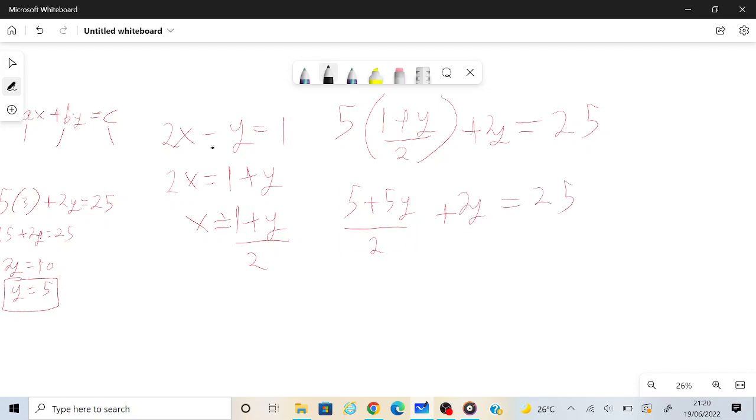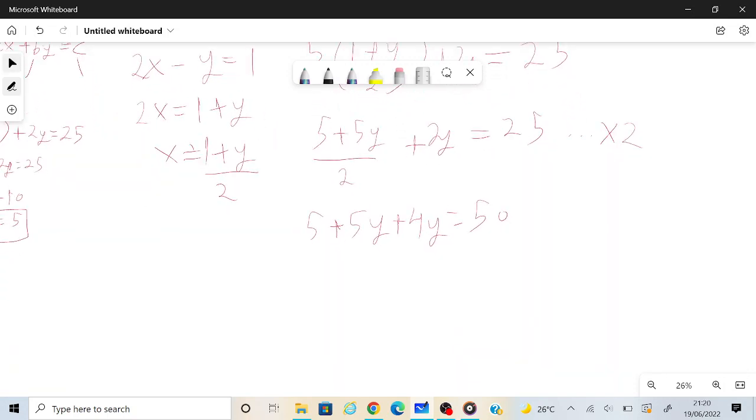Now, expanding this, we have 5 plus 5y over 2 plus 2y equals 25. Getting rid of this, you need to times everything by 2. This times by 2, this 2 will cancel out, so we just have 5 plus 5y. 2y times 2 is 4y, and 25 times 2 is 50. Solving for y, you have 9y is equal to 50 minus 5, which is 45. Y is 45 divided by 9, which is simply 5.